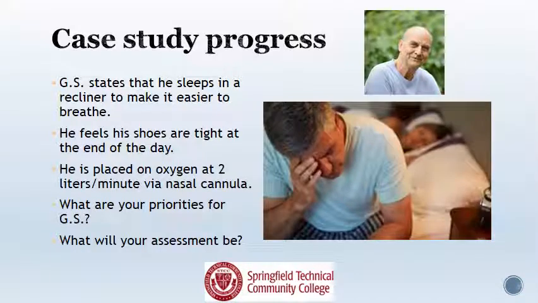So you're back to our case study. He says he sleeps in a recliner at night to make it easier to breathe. And he says his shoes are tight at the end of the day. He's placed on oxygen at 2 liters per minute via a nasal cannula. What are your priorities for him? And what will your assessment be?